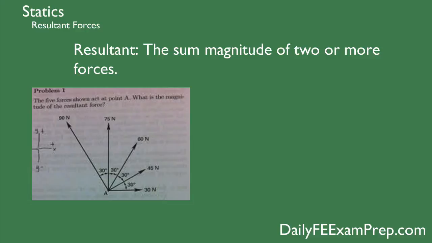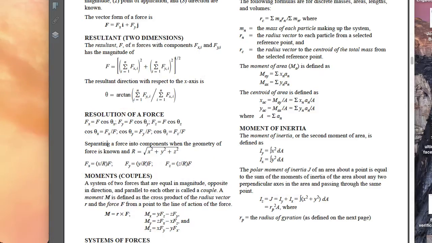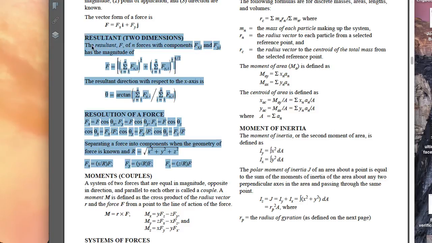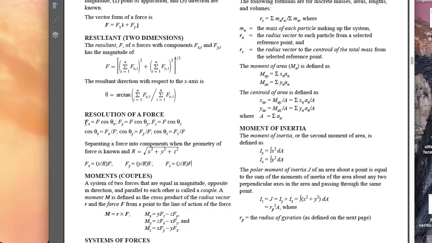Very, very simple. So I'm going to point to where this is in the NCEES supplied reference handbook, and on page 63 we've got all sorts of formulas for the resultant. What we're going to focus on today is the X and Y components of the resolution of a force, which is defined here. When the geometry of the force is known, the resultant is equal to the square root of the sum of the X components plus the Y components plus the Z components, squared.